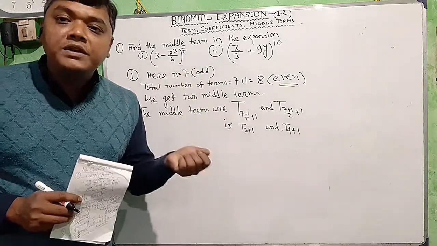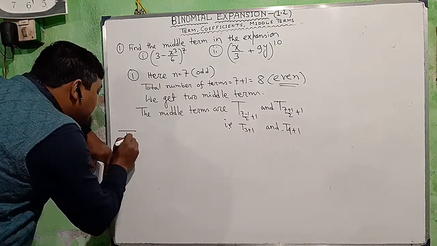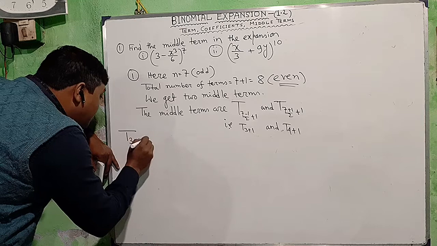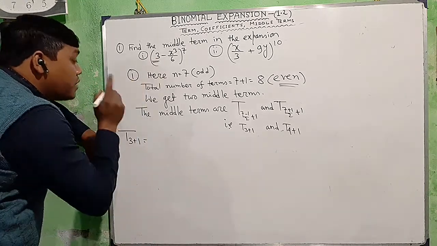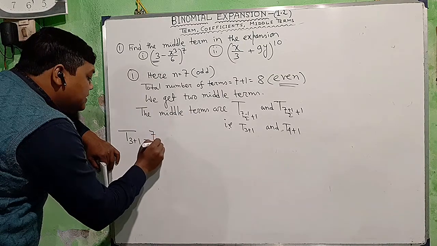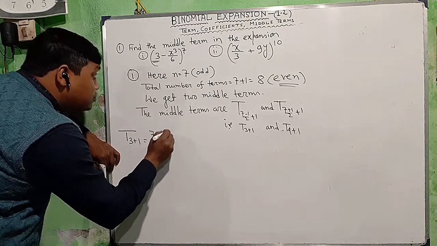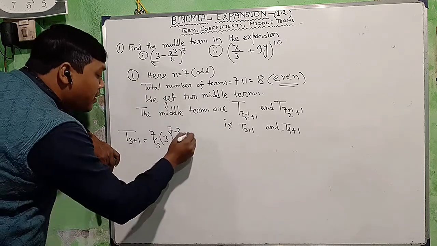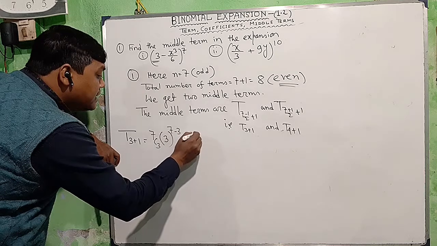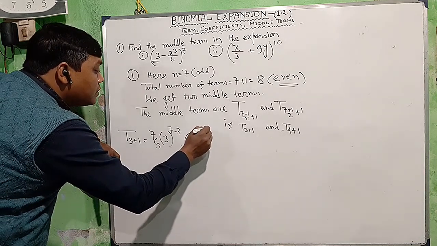But I have to calculate T(r+1). So what is T(3+1)? Here r equals 3. In this expression, this equals a. So nCr, 7C3, a to the power n minus r. Here a equals 3, so 3 to the power 7 minus 3, into b to the power r, b means (minus x cube by 6) whole to the power 3.